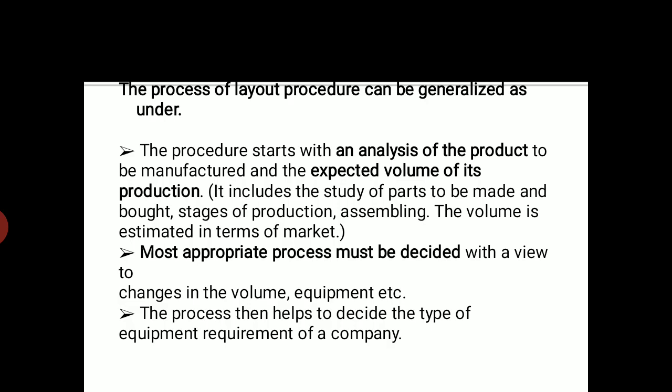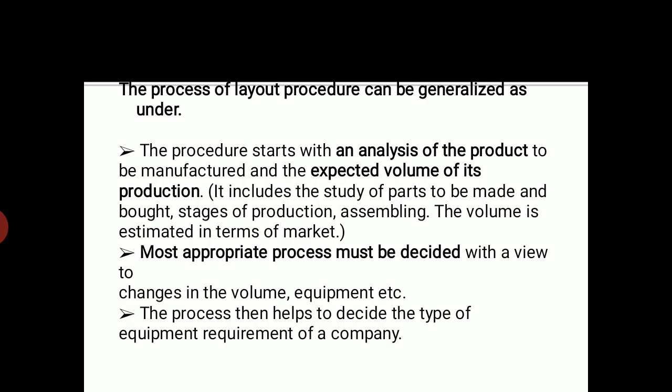The next important stage, number 2, is that the most appropriate process must be decided. Supposing we continue with the same example, if I am producing a product, it can be produced with many different methods. I can produce it with the X method, with the Y method, or with the Z method. So it is up to me to decide the most suitable production method for me, and that is what is meant by deciding the appropriate process, with a view to changes in volume or equipment.